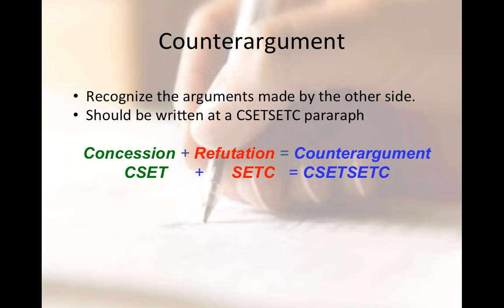After your supporting body paragraphs, you want to be sure to include a counter-argument paragraph. This recognizes the arguments made by the other side and should be written as a C-set-set-C paragraph. We'll talk more specifically about each part of the counterargument, but the concession makes up the C set, and the refutation makes up the set C. Total, the C set C makes a counterargument paragraph.